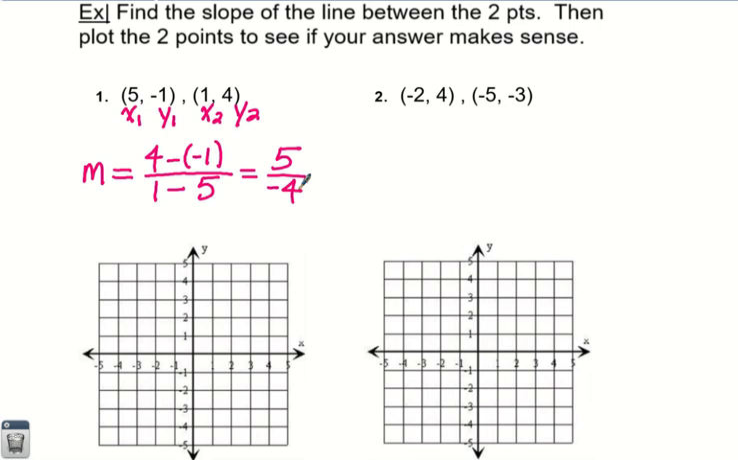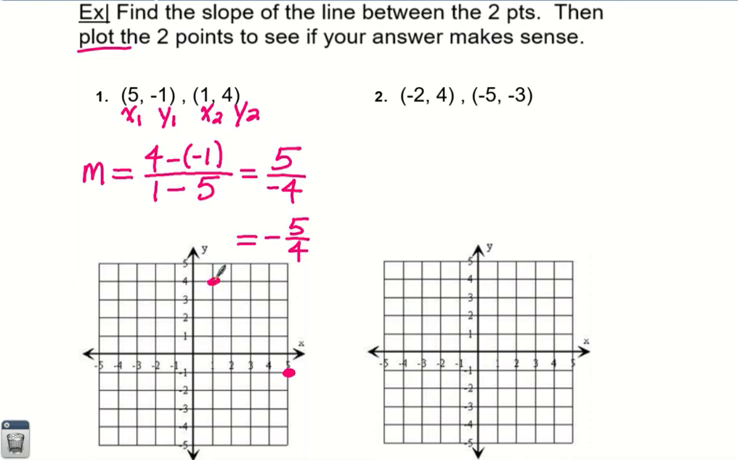And that's good enough for a final answer, unless you just want to say, well, a positive divided by a negative makes the overall fraction negative. A positive numerator divided by a negative denominator, you can bring that negative out in front, because that makes the entire fraction negative overall. Then it says, then plot the 2 points, just to double check your answer. Okay, 5 comma negative 1, that's right there. 1 comma 4, that's right there.